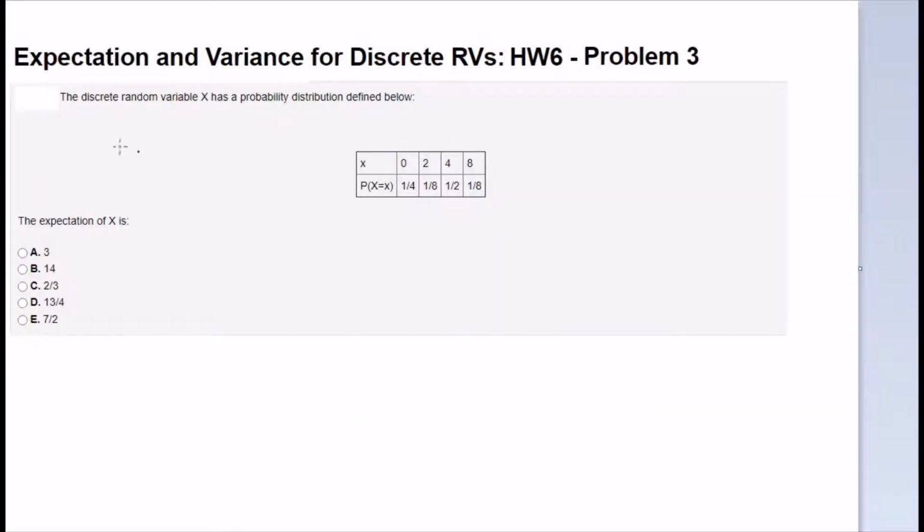Problem number 3. The discrete random variable x has a probability distribution defined below. So we're going to compute the expectation of this random variable x. Again, expectation by definition is the sum of x times the probability p. So it's going to be 0 times 1/4, which is 0, plus 2 times 1/8, which is 2/8, plus 4 times 1/2, which is 2, plus 8 times 1/2, which is 1. So if we add up all the terms, we obtain 13/4.